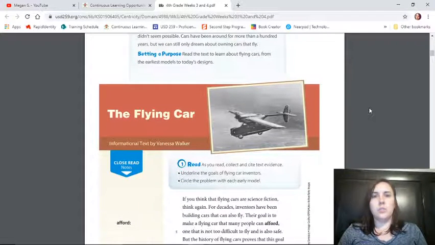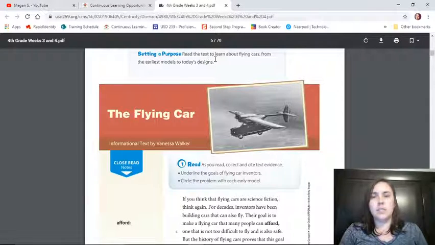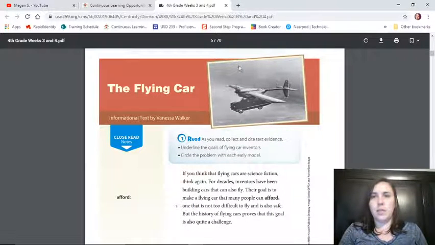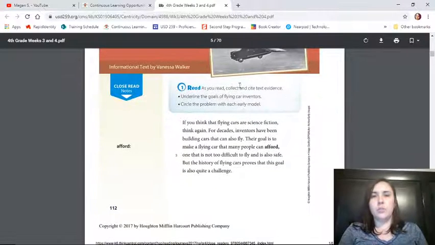And the purpose for this story is that you're going to read the text to learn about flying cars from the earliest models to today's designs. It has a photo right here of a flying car. It gives you instructions in the blue boxes for what you need to do while you're reading. So it says, as you read, collect and cite evidence. You're going to do this by underlining the goals of flying car inventors.